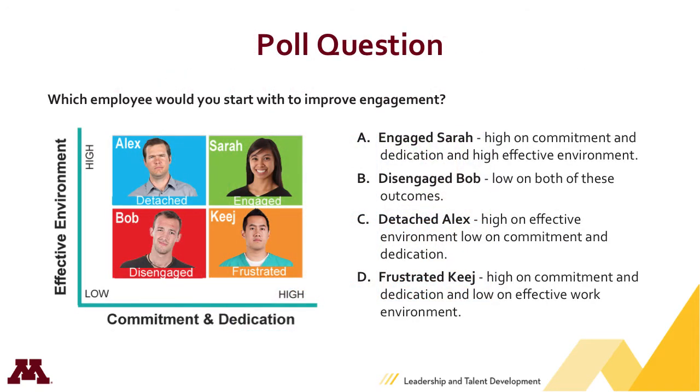And before I tell you, I want to know what you think. So we have a poll for you to submit your thoughts. A clue is you can usually address someone's environment right away. So which of the following employees could you do that for? Your choices are engaged Sarah, who's totally engaged, or would you start with frustrated Quiche, who's high on commitment and dedication but low on effective work environment? Would you start with disengaged Bob, who's low on both, or detached Alex, who's high on effective environment but low on commitment and dedication? So go ahead and submit your answer now.